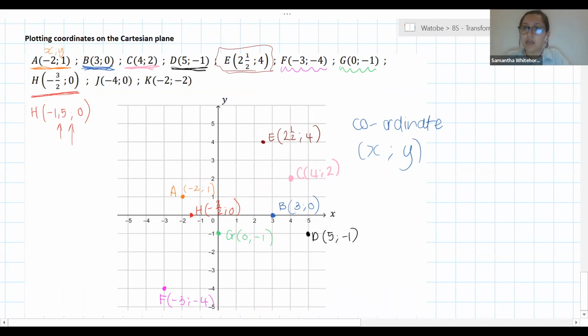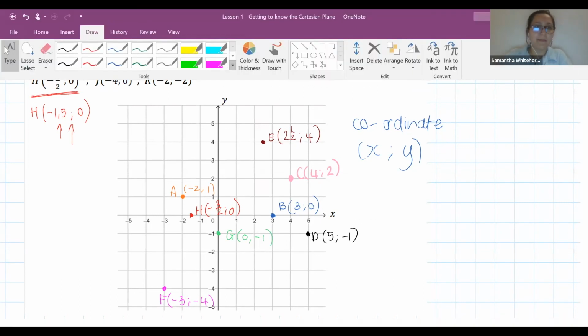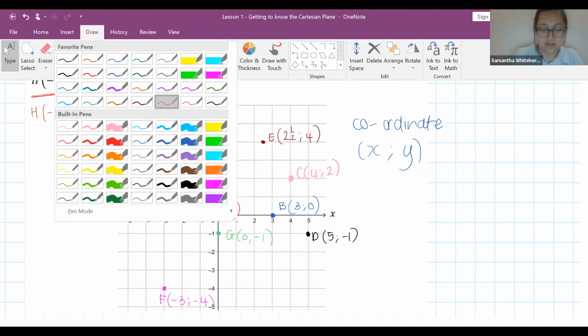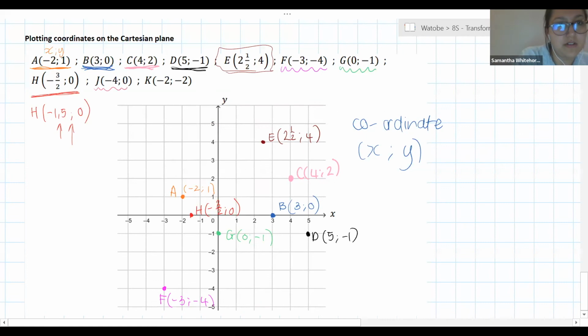Okay, Tato, I see your hand up. Do you have a question? No, ma'am, I wanted to answer for J. Okay, tell me. For negative 4 on the y-axis, it's just right there. Okay, so is negative 4 on the X or on the Y? On the X. Good. So negative 4 on the X. I don't go anywhere with the Y, so I actually just stay there. So this is the point J, negative 4, 0. Well done. Thank you.